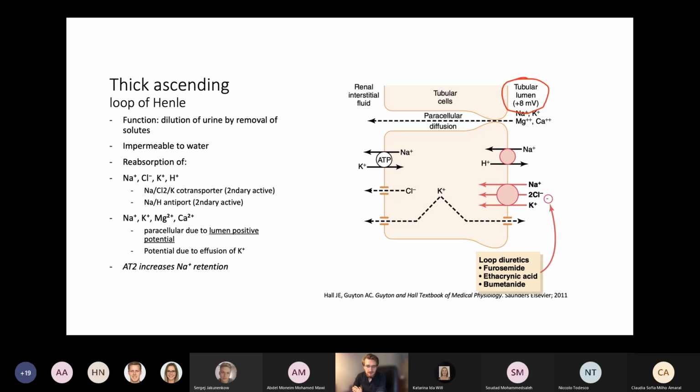The lumen positive potential, as I said, drives the reabsorption by diffusion of all of these ions in the thick ascending loop. Now, because this section of the loop is water impermeable, technically we are going to dilute our urine. We're not going to dilute it by adding more water, but we're going to dilute it by removing all of the contents. Last, angiotensin II increases sodium retention. It does that by, if I remember correctly, increasing the activity of the sodium potassium ATPase, but that's something I'm going to get to later.